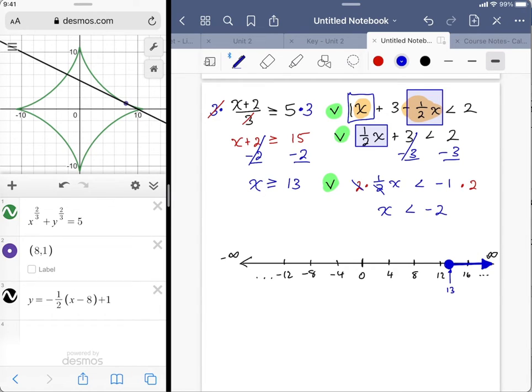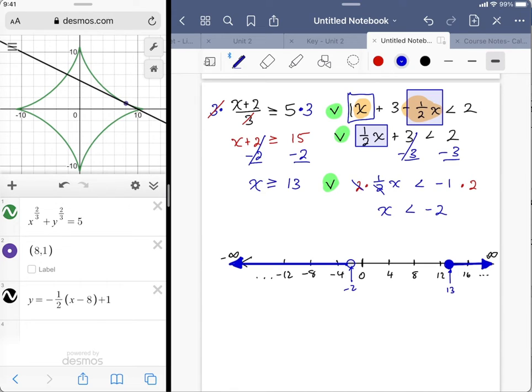The other one is x is less than -2. So ballpark where that is, that's going to be halfway between 0 and -4. Make a little note. Shade to the left, with an open circle because it's less than.